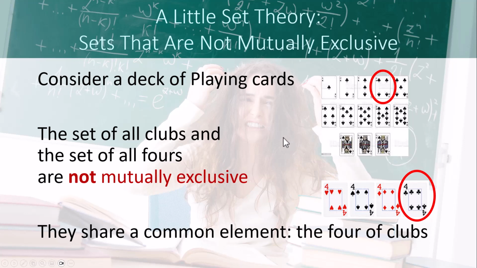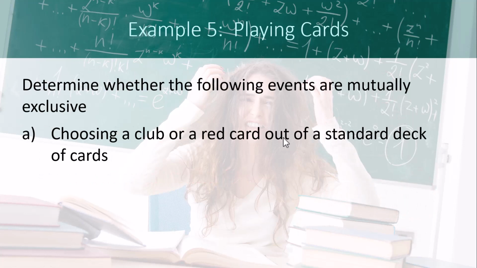And I believe I'm going to close out this video with one example. And here it is. You want to determine whether the events are mutually exclusive. Choosing a club or a red card out of a standard deck of cards. Now, to do these, you need to know something about playing cards. And if you don't, you're going to need to learn a little bit about them, because we use these quite often in our homework. But also in your homework, they have an example of a stack of cards.